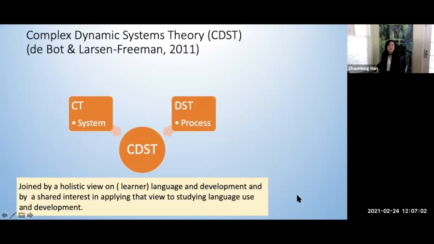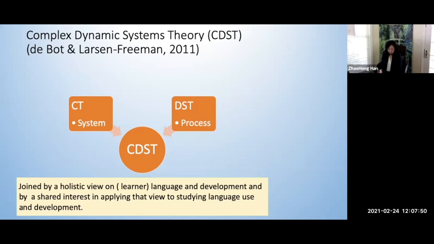In the field of second language acquisition or applied linguistics writ large, CDST began in the 1990s as two separate theories, complexity theory or CT, with its emphasis on the system nature of a complex phenomenon, and DST, or dynamic systems theory, with its emphasis on process. Over the last decade, the two theories have come together, joined by a holistic view on learner language and development, and by a shared interest in applying that view to studying language use and development.